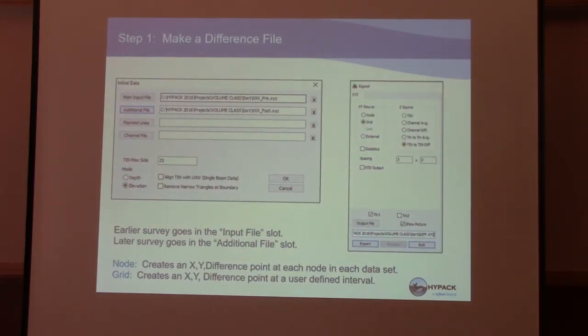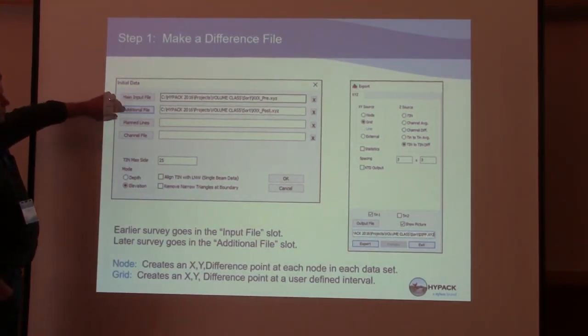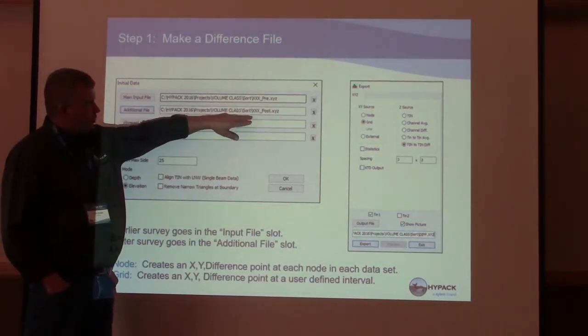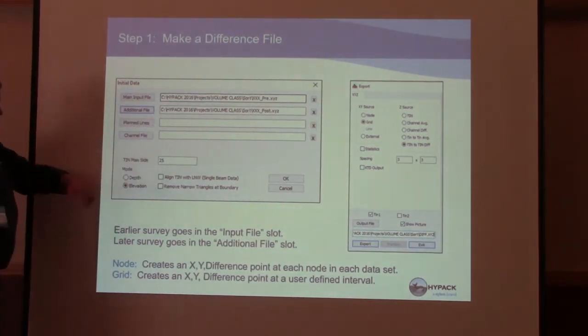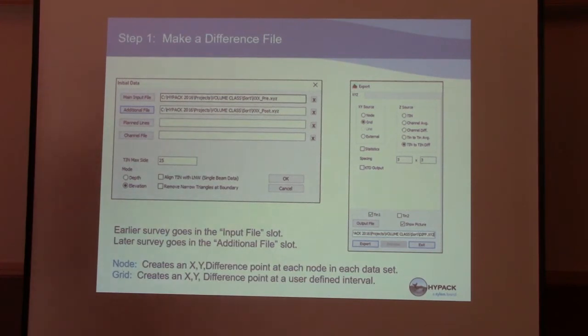So when we do that, we have to bring in two different TIN files. You have to have two different surfaces. And here we're using the X pre and the X post. 25-foot max side. Everyone remember what a max side is? Okay. We make the TIN and then we export it. In this case, they did a grid difference and then colorized it.